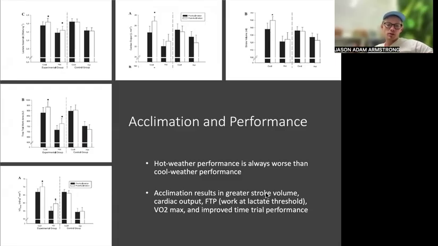Acclimation resulted in greater stroke volume, greater cardiac output, and greater functional threshold power, which is essentially the work at lactate threshold that you can perform. It also resulted in increased VO2 max and improved time trial performance. So if we acclimate, whether artificially or with exposure to the environment, we can see a lot of improvements in physiologic markers as well as improvements in performance.